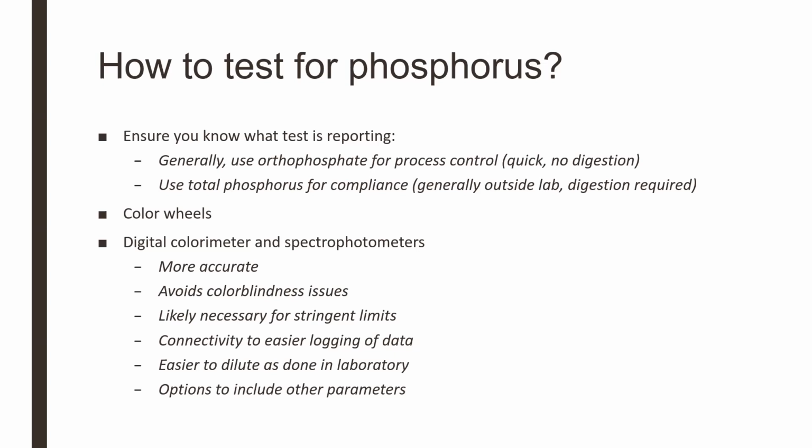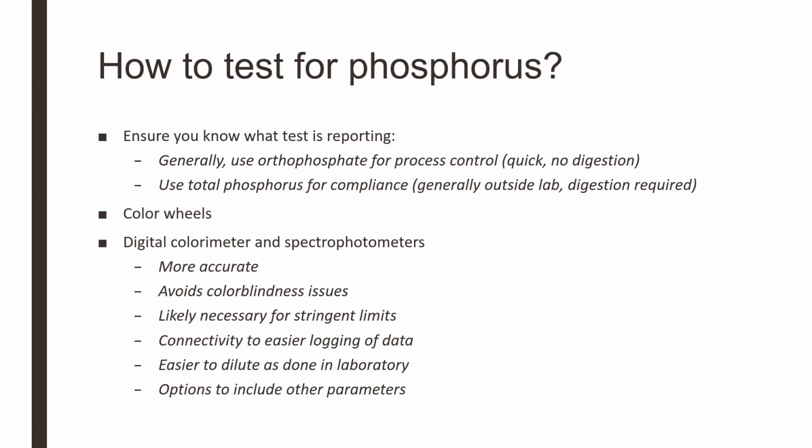Color wheels are available for testing phosphorus. These are pretty good for process control. You do need to be careful a little bit when it comes to the accuracy of them, and try to get a color wheel that has more points, that is more sensitive within the range you need it to be.